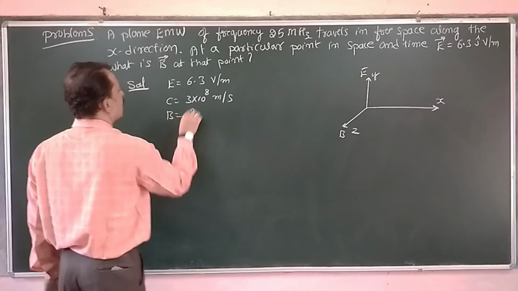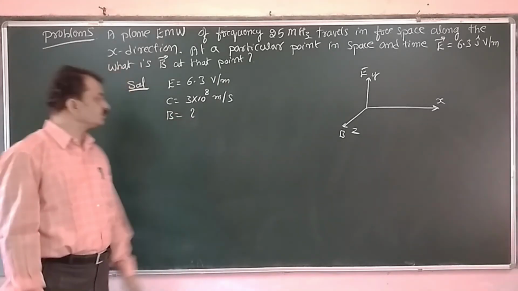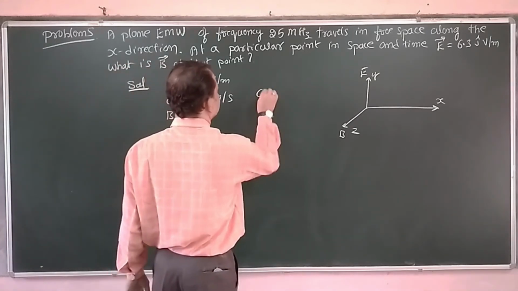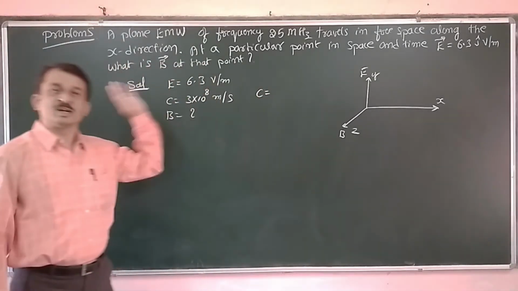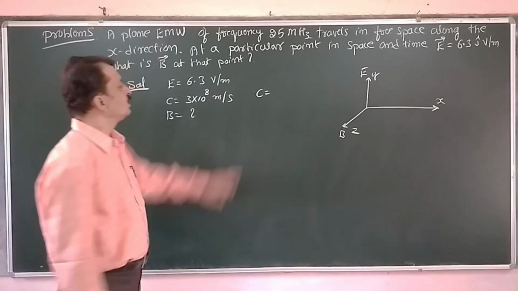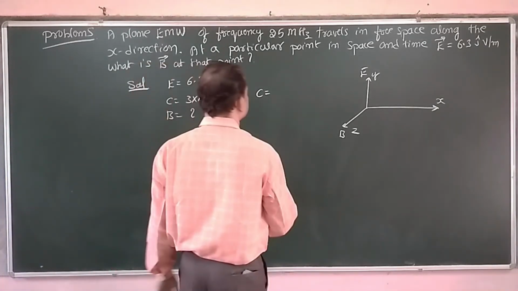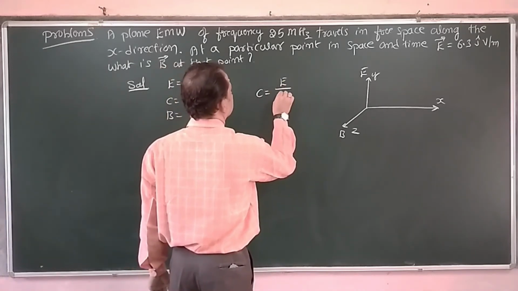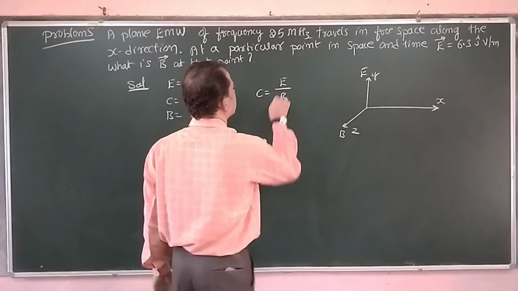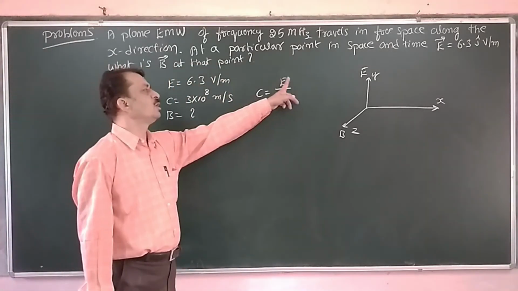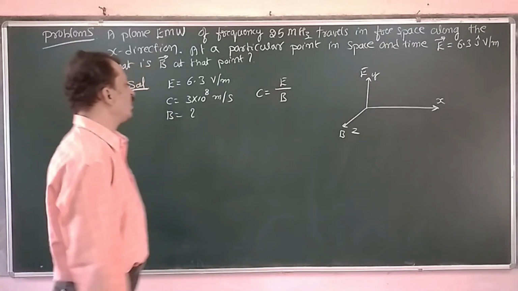We have to calculate the magnitude of the magnetic field. We have a simple relation that we studied in the fourth chapter, the velocity selector. Based on that, the speed of the electromagnetic wave is given by the ratio of the magnitude of the electric field to the magnitude of the magnetic field.